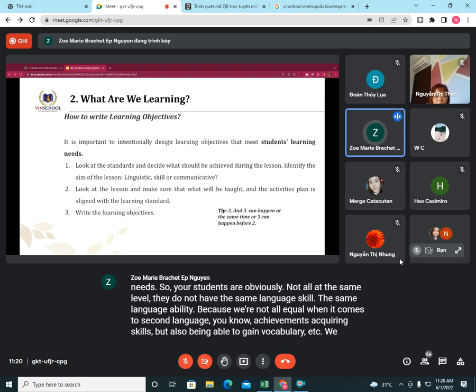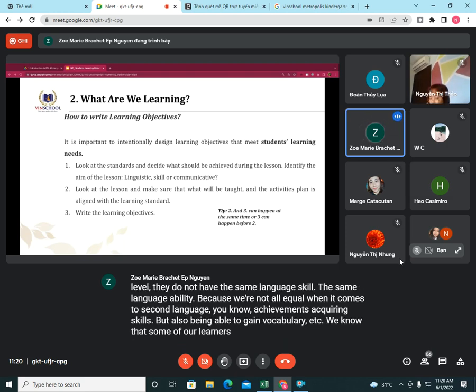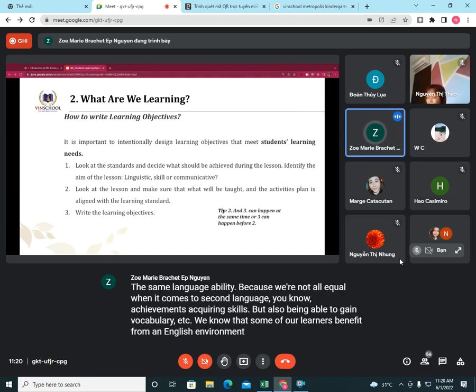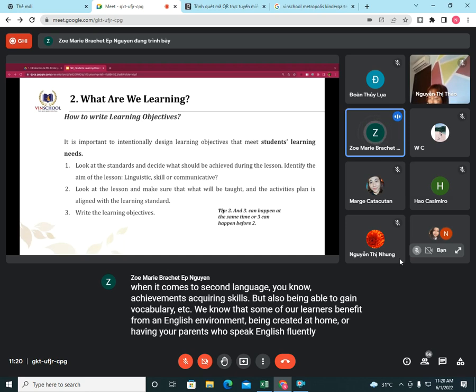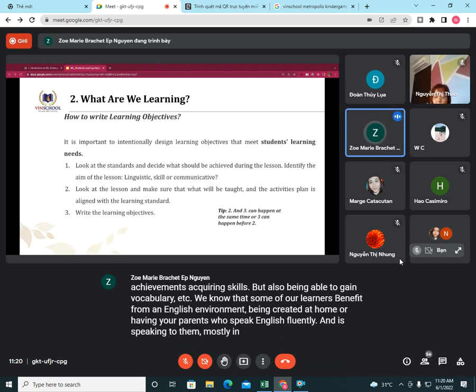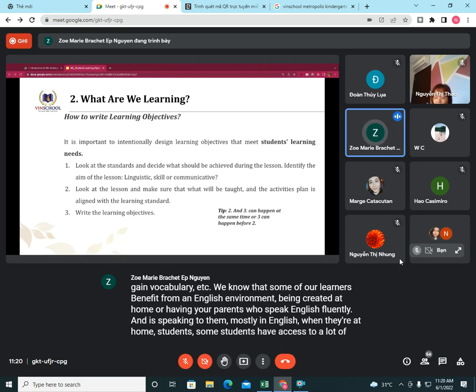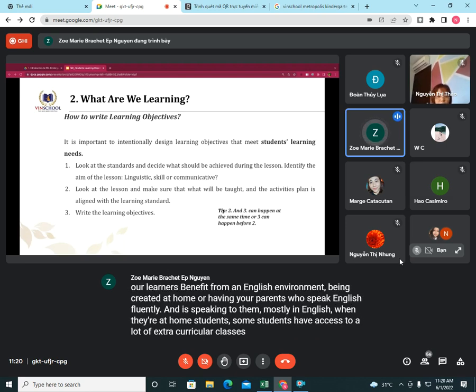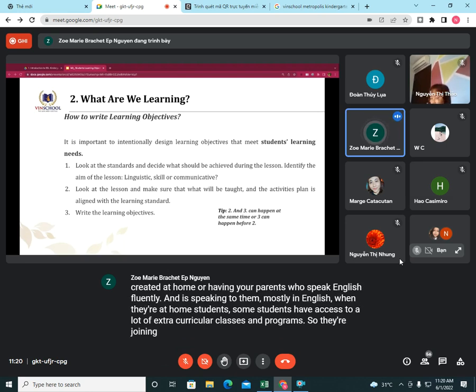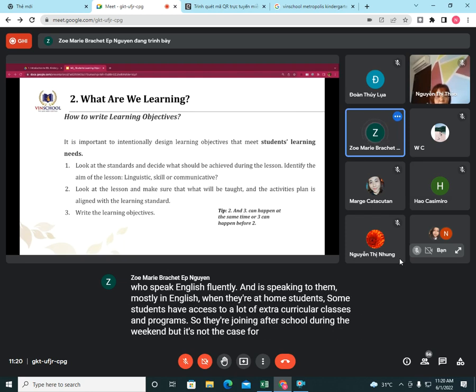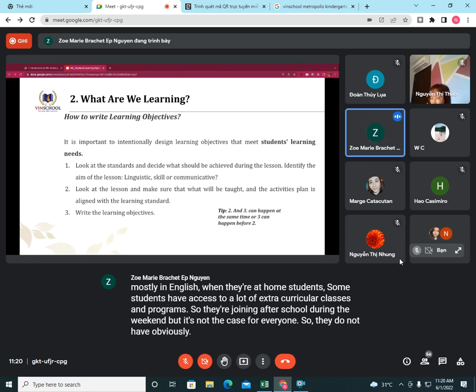We know that some of our learners benefit from an English environment being created at home, or having parents who speak English fluently and speak to them mostly in English when they're at home. Some students have access to a lot of extracurricular classes and programs that they're joining after school during the weekend, but it's not the case for everyone. So they are obviously not all at the same level.